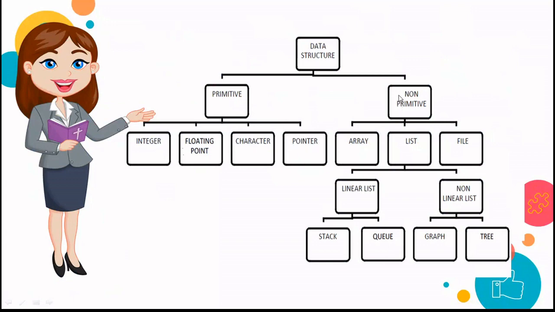And in non-primitive, we have array, and then we have list. List is again divided into linear list and non-linear list. In linear list, which gives us a sequential representation of data, we have stack and queue. And in non-linear we have graph and tree. They are non-linear in structure. We will understand all this when we study these data structures in detail. And then we have file. Again, file is stored in a hierarchical structure, right?